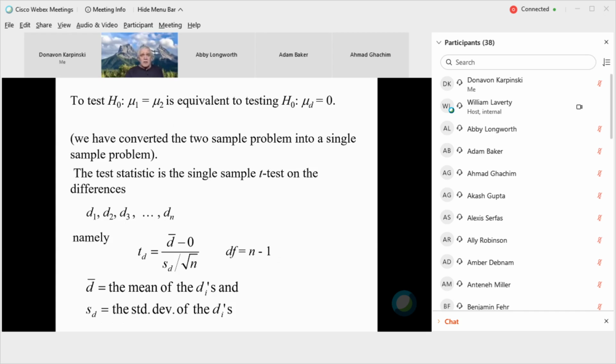To test whether mu1 equals mu2 is equivalent to testing whether mu-d is equal to 0. The mean of the differences is equal to 0. So the test statistic is the single sample t-test based on the differences. Take the average of the differences, compare that with 0, which would be true if the two treatments were the same, over the standard deviation of the differences over the square root of n.